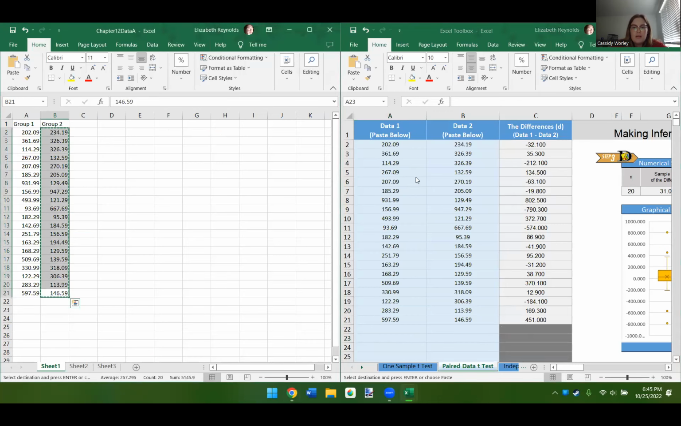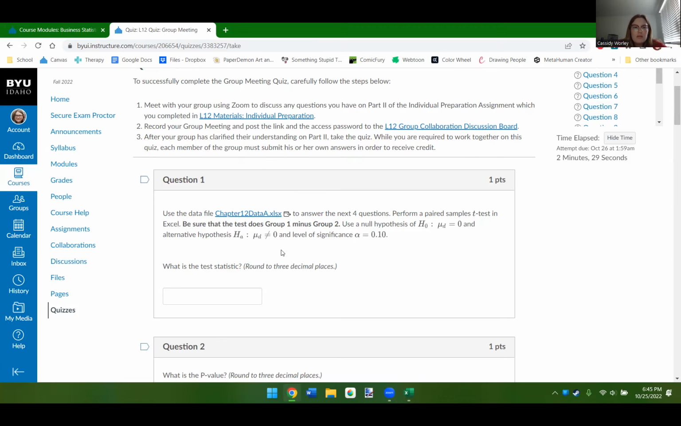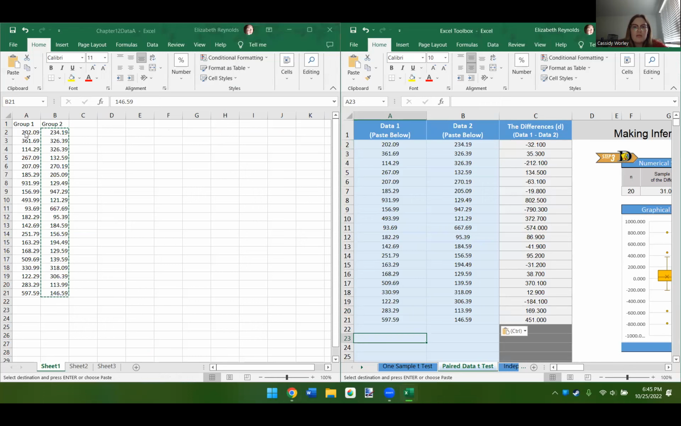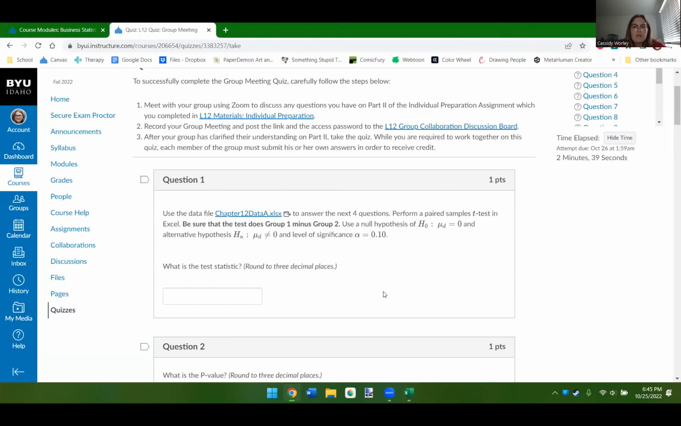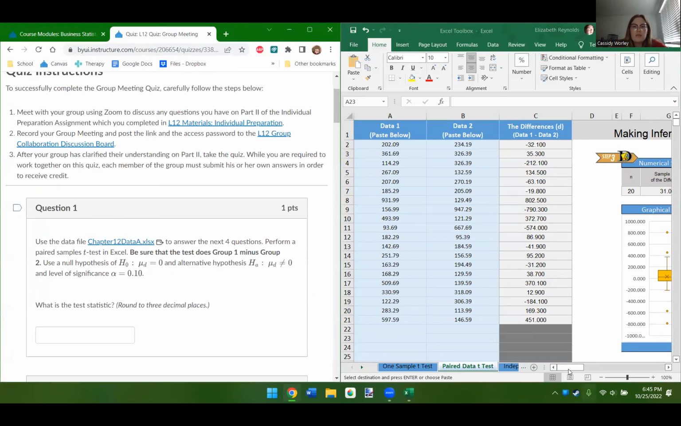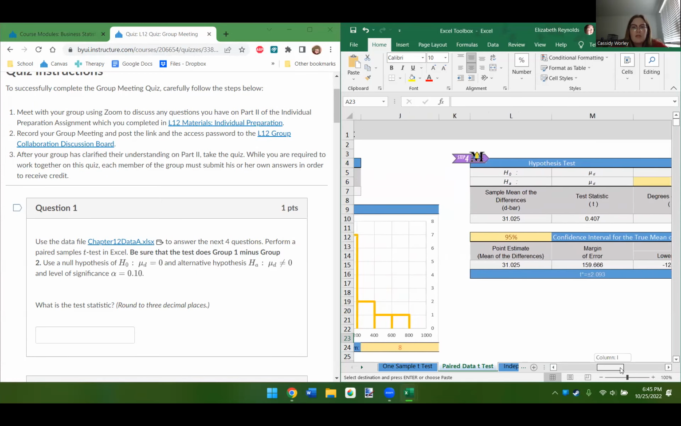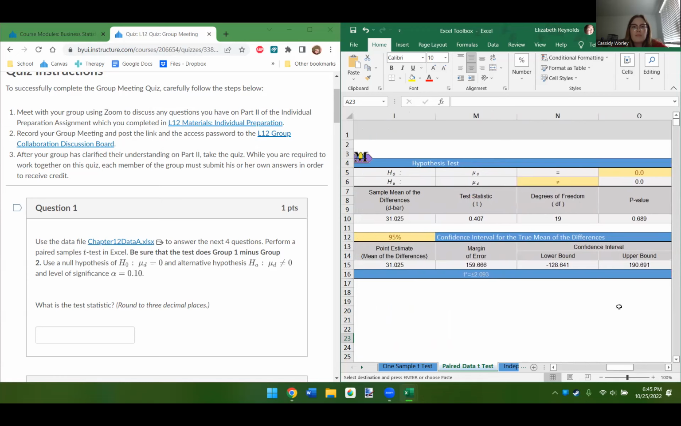Very good. Okay, so as they requested, we got group 1 minus group 2. What else did they want? I just keep splitting my screen here. Sorry if that's confusing to follow. So, equals 0 and not equals to 0.